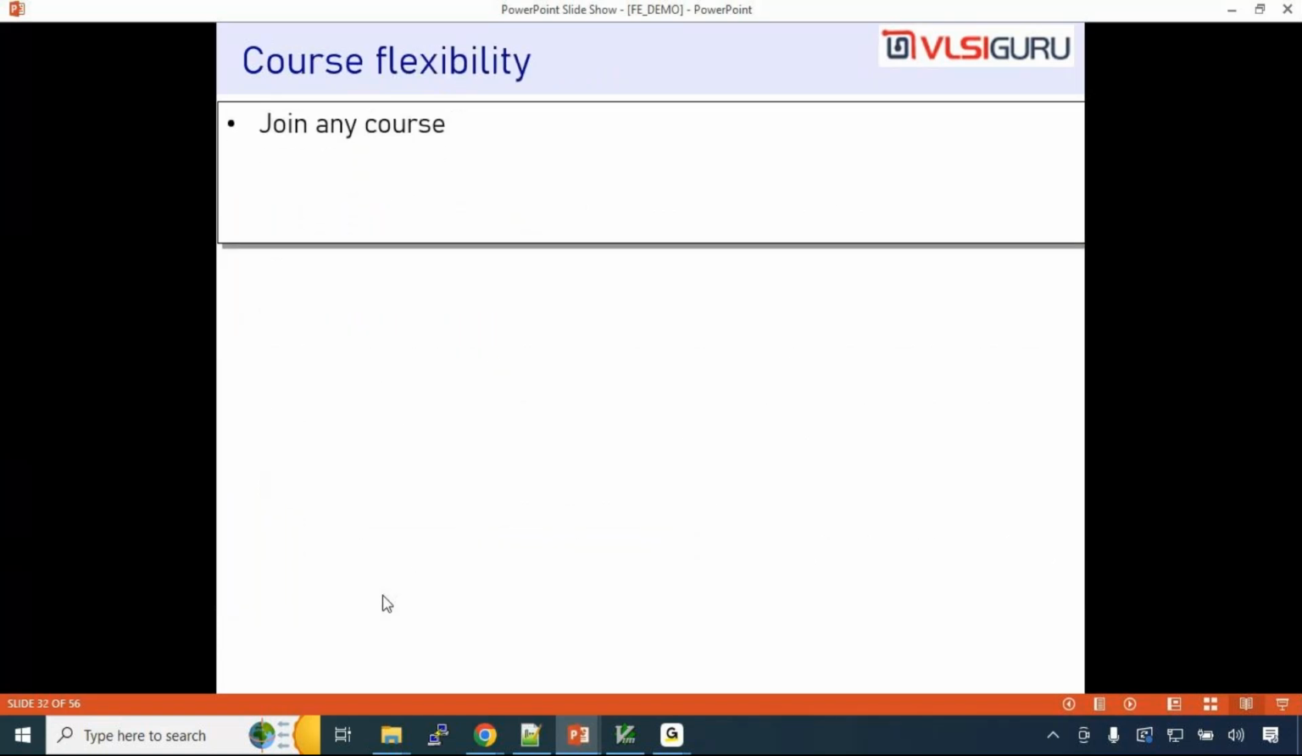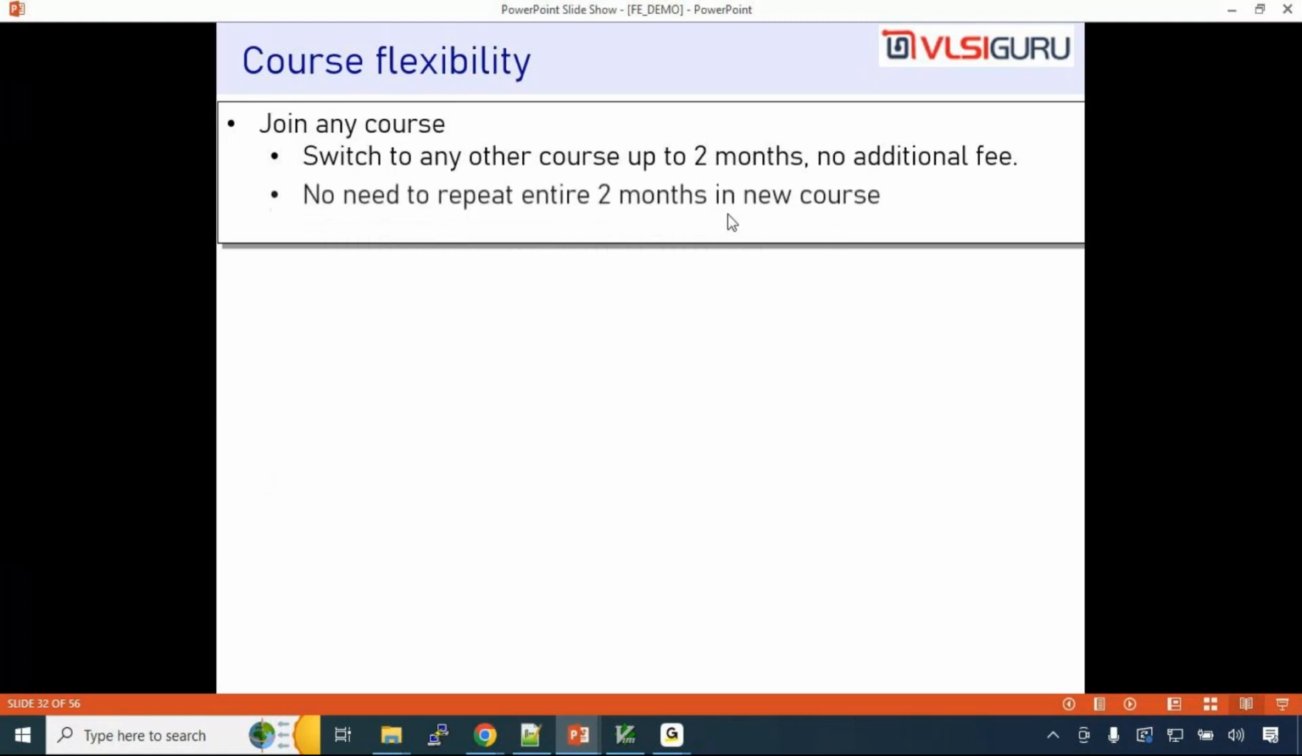Course flexibility. We do offer flexibility. What is the flexibility? You join any course, and you can switch to any other course up to 2 months, with no additional fee. No need to repeat the entire 2 months course. You may ask, after 2 months, do I have to repeat everything again? Not required. You can see there is a batch which has started after your batch. They have completed digital design. You can start from that point onwards. You will only essentially lose 1 month of time.